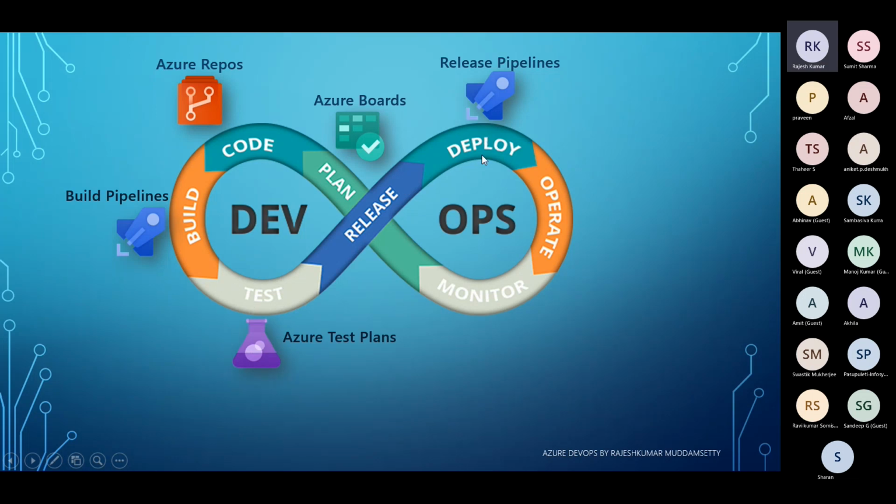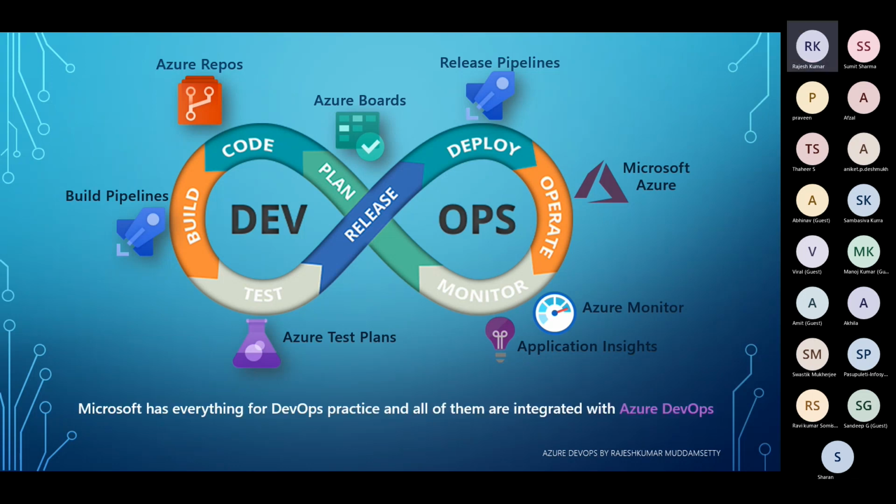Where can I deploy? You can deploy into Azure cloud or you can deploy into your on-premise servers. Now I deployed in Azure also. After that, what is my work? You need to monitor its performance. Why? Because when you monitor only, you will come to know if there are any issues, if the customer faced any problem. So now Microsoft has everything for DevOps practice and all of them are integrated with Azure DevOps. So this is the reason why I prefer Azure DevOps.